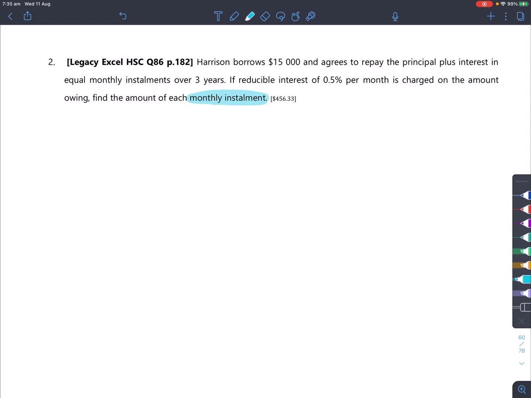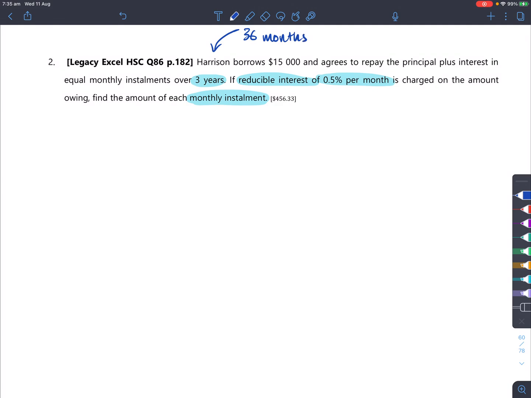Okay, this repayment, which is also the word installment. We've also had interests, a reducible interest of 0.5% per month. And this is over 3 years. So this is the only thing that's not in months. So just make sure that you understand that these 3 years mean 36 months.